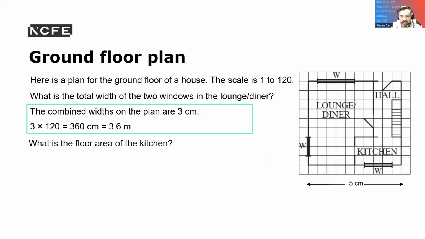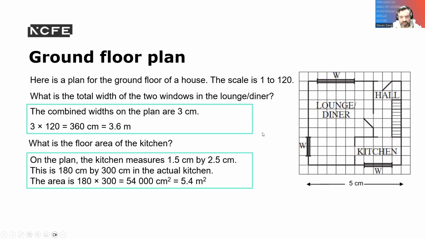So what is the floor area? That's the kitchen there. On the plan, the kitchen measures 1.5 centimeters by 2.5 centimeters. This is 180 centimeters by 300 centimeters in the actual kitchen. So therefore the area is 180 by 300, equaling 54,000 square centimeters, or 5.4 meters squared.